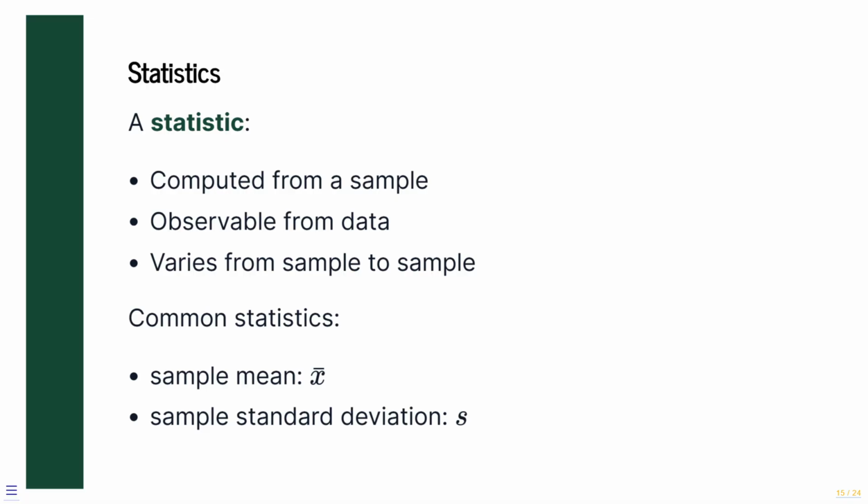A statistic, in contrast, is a numerical summary computed from a sample. Statistics are observable because they come from data we actually collect. Common examples include the sample mean x bar and the sample standard deviation s. Unlike parameters, statistics vary from sample to sample because different random samples produce different values.